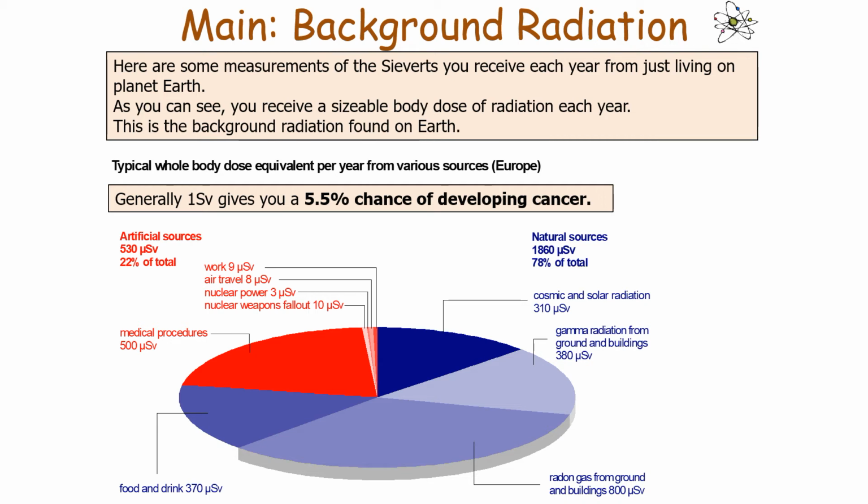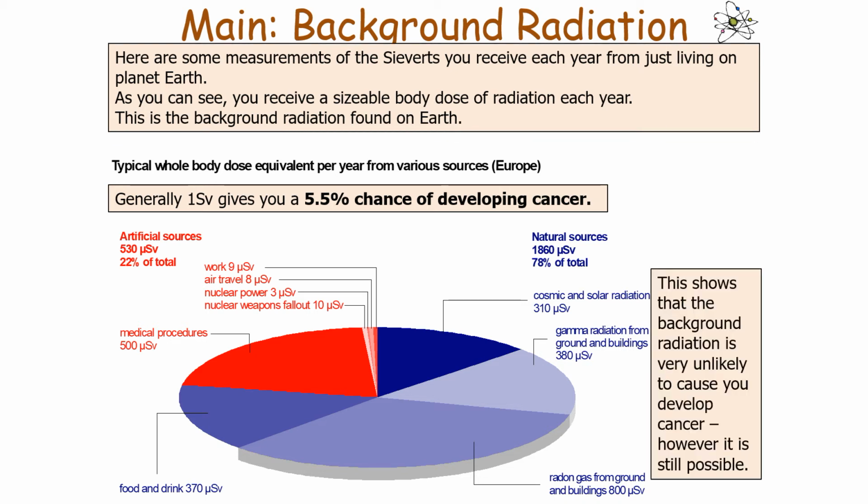Now generally, to help you understand this diagram well, one sievert gives you a 5.5% chance of developing cancer. Now you can see by the values that we've got microsieverts and millisieverts that the background radiation is very unlikely to cause you to develop cancer. However, because radiation is stochastic, it is still possible because there's no lower safe limit.